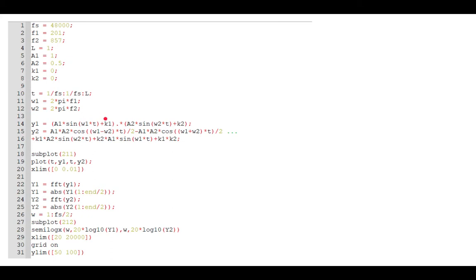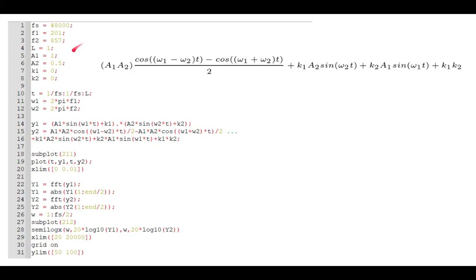And we'll start by having the DC offset for both be 0. And of course, what that's going to mean is that the two original frequencies, 201 and 857 hertz, are not going to show up. It's only their difference and their sum that are going to show up. And that's, again, because these k terms are both 0, which means all three of these trailing terms here are going to go to 0. And we're only going to be left with this.